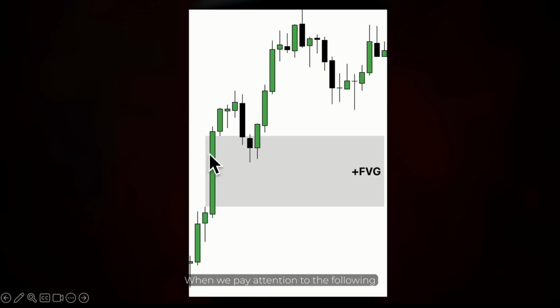When we pay attention to the following chart example, what you can see is that the market expanded towards the upside quickly, and you can see that there is an imbalance which formed right here between these three candles, where I can see that this first candle's high and the third candle's low have a difference in between the two, and the reason why is because the candle in the middle expanded towards the upside significantly. Therefore, this range has to be monitored moving forward because this is your bullish fair value gap.